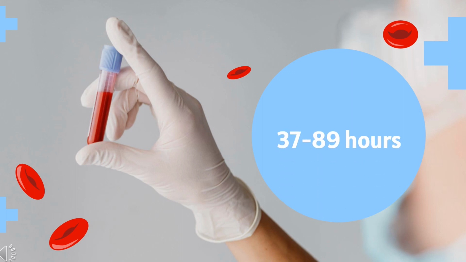Half-life. R warfarin is cleared more slowly than S warfarin, at about half the rate. T1/2 for R warfarin is 37 to 89 hours. T1/2 for S warfarin is 21 to 43 hours.